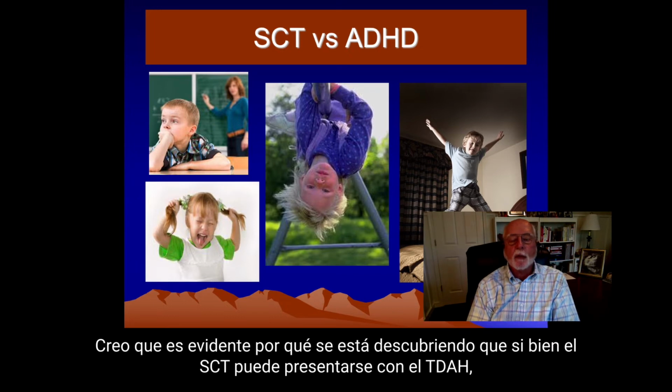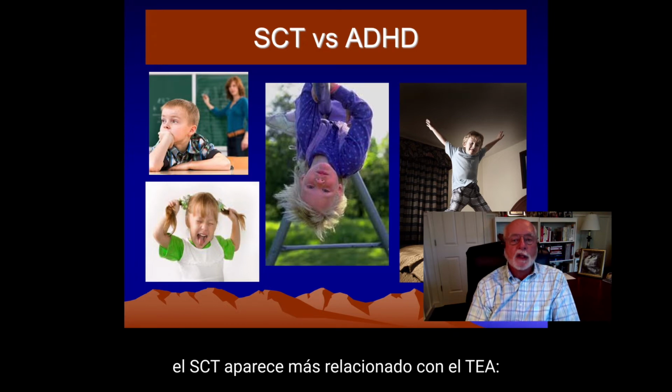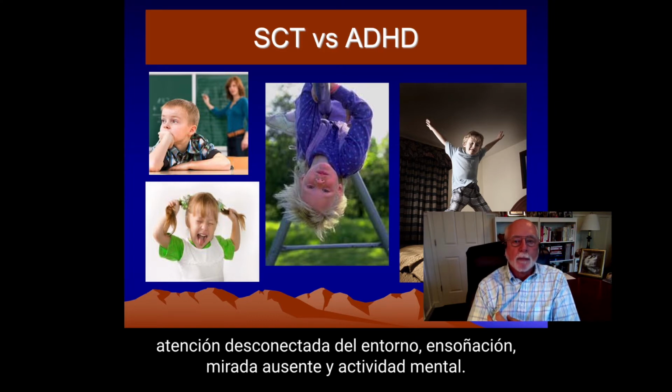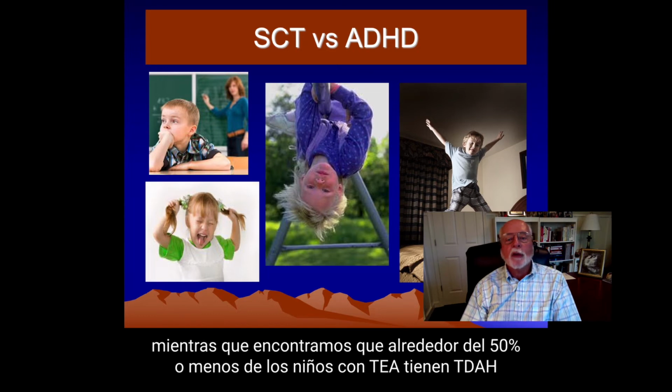Now, I think you can see why we're discovering that while SCT can overlap with ADHD, as it does in about half of all cases of each, SCT is much more commonly seen in ASD, this uncoupled pattern of attention from the external environment, characterized more by daydreaming, staring, and mental preoccupation with mental content. So we're finding that over 60 to 70% of children with ASD have high levels of SCT symptoms of inattention, whereas we find that about 50% or fewer of ASD children have ADHD.